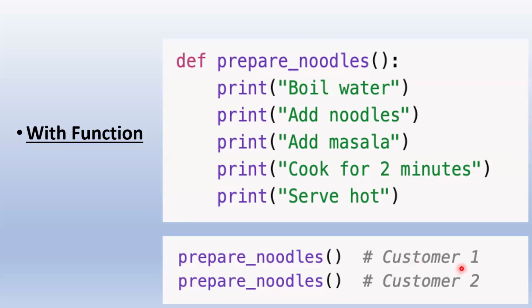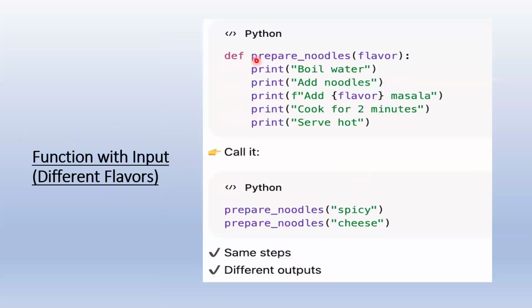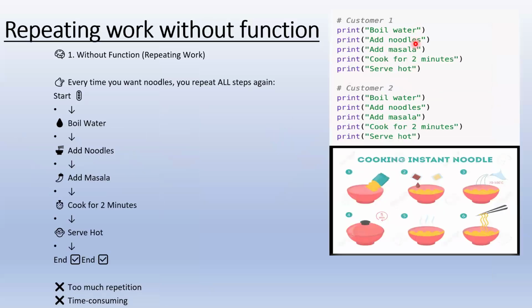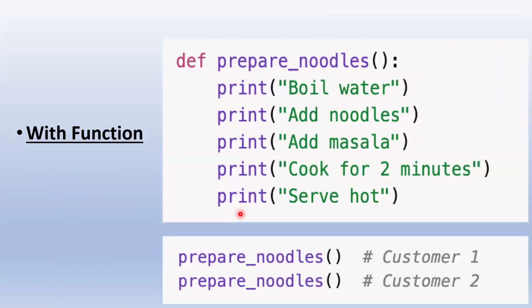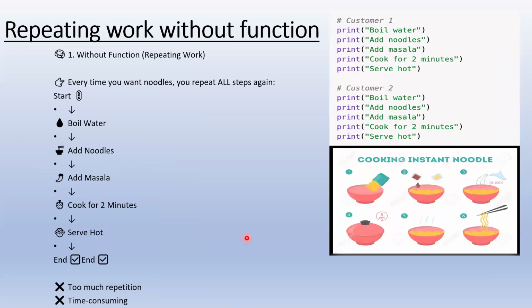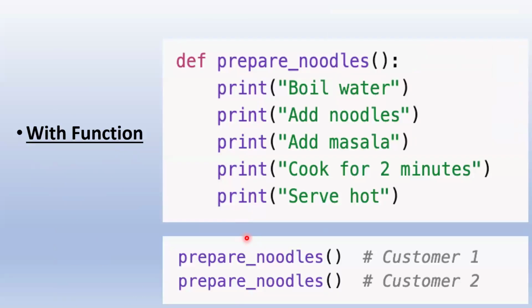This is for customer 1. So again for customer 2, calling one more time, prepare_noodles, open and close parenthesis. So now you got the purpose of writing a function. Here we have written all the 5 steps twice, but using a function, we are not repeating those steps, but putting them inside a function and just calling it twice. That's all. You got the difference between without function and with function, everyone?